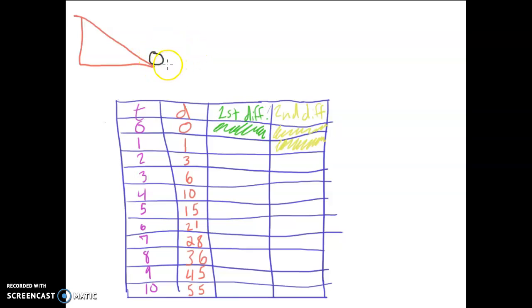you've collected data on how far that ball has gone up the ramp, and you've decided X or D is in the ramp's direction. Okay, so then you have your 0 point right here, and you've collected time data for 10 seconds. And so let me just indicate, this T here is time. The D is your distance data.